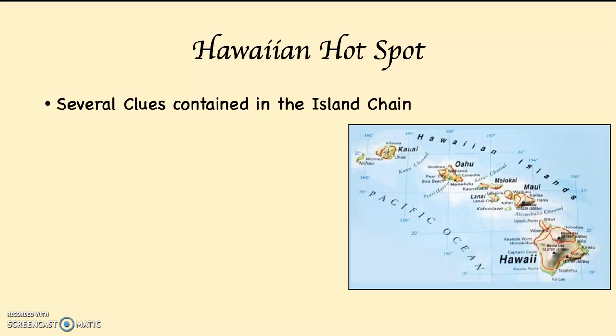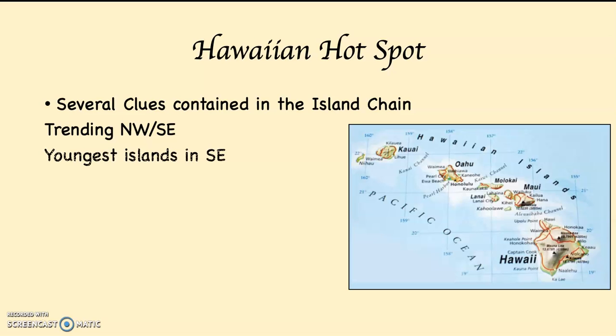There are several clues that indicate that Hawaii sits over the top of a hot spot. First of all, notice the island chain. It trends northwest-southeast, with Kauai, you can see there, in the northwest, and the big island of Hawaii in the southeast. Notice also, the youngest islands are the ones in the southeast, and as you go up the chain towards Kauai, the islands get older and older and older.